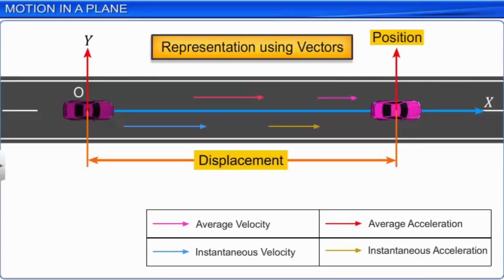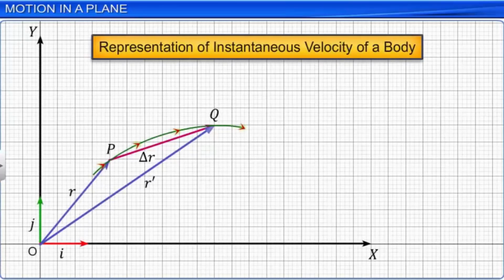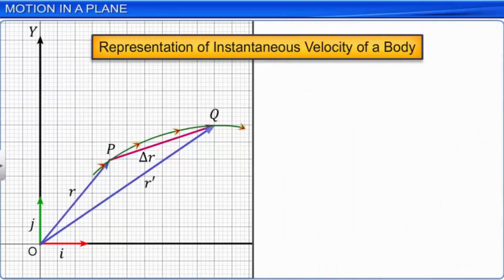Next, let's discuss the representation of instantaneous velocity or velocity of a body using vectors. Consider the same body moving along a curve in the xy plane. Instantaneous velocity or velocity is the limit delta t tending to 0 of delta r by delta t, which is equal to dr by dt. Let us conceptualize this limiting process.